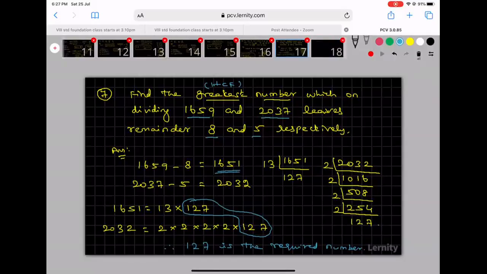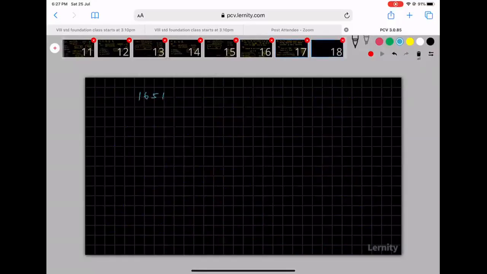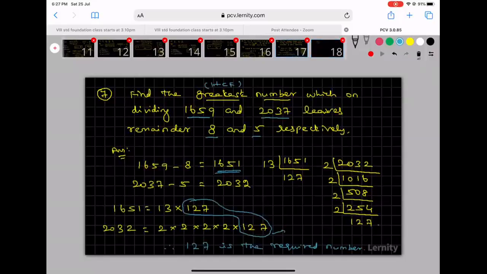Now I am taking this 1651 and dividing by 127. I will get a whole number, 13 times. If you add this 8 and divide, you will get some remainder. The remainder is 8. Without remainder, I want to deduct this 8.